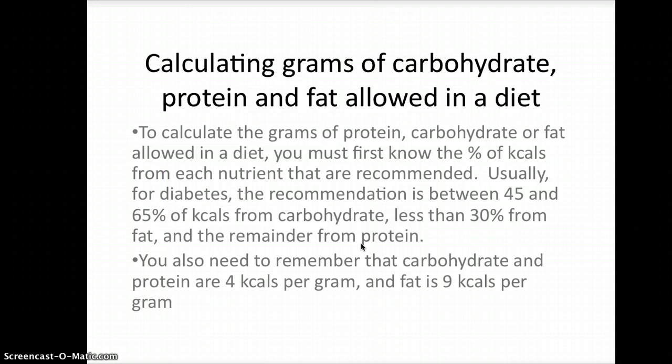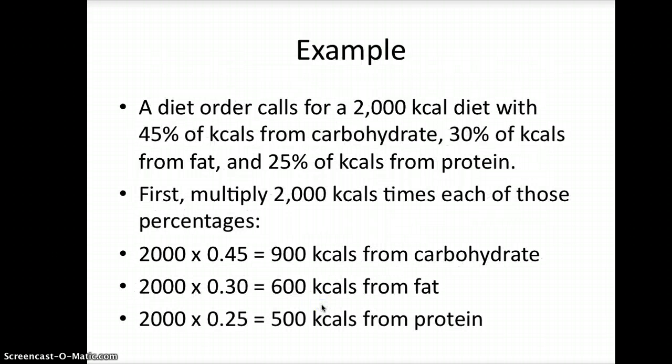To do this calculation, the background information that you need to know is that carbohydrate and protein are 4 calories per gram, and fat is 9 calories per gram. Okay, let's do an example because it's a pretty simple calculation.